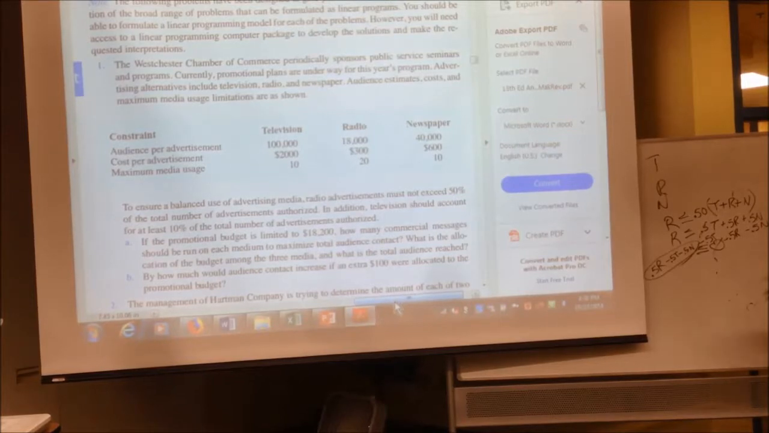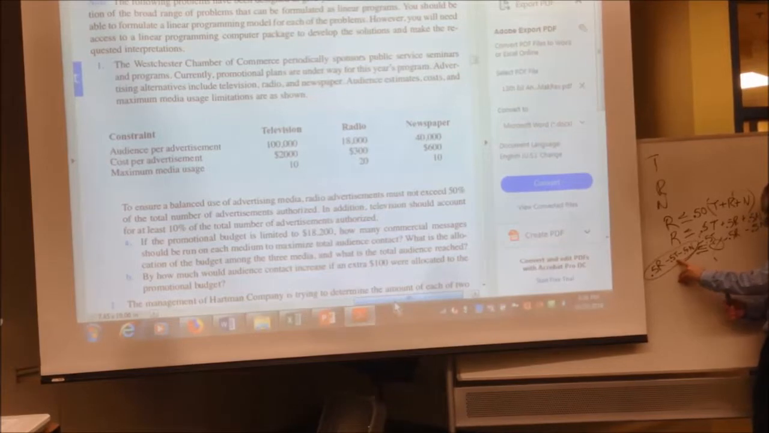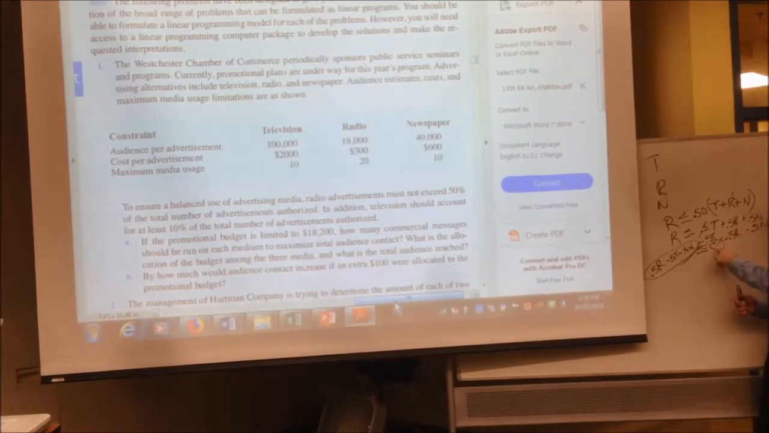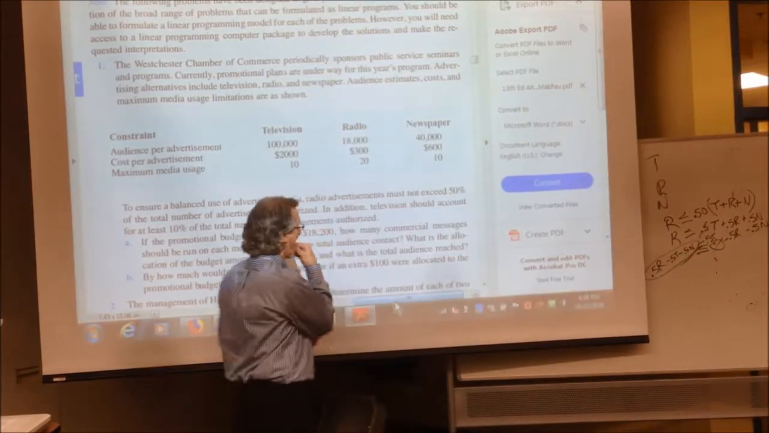And when I'm entering this one, underneath the R, I'm going to put a 0.5. Underneath the T, I'm putting a negative 0.5. Underneath the N, I'm putting a negative 0.5. I'm going to put a less than, and I'm going to put a 0 on the right. And that's how you would enter that in to be solved, that constraint. All right?